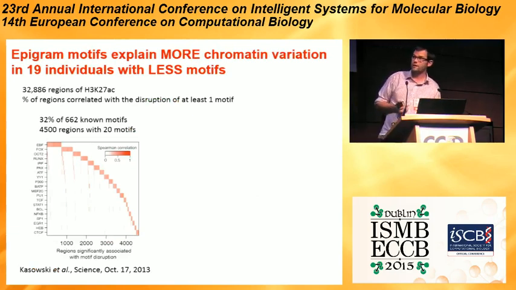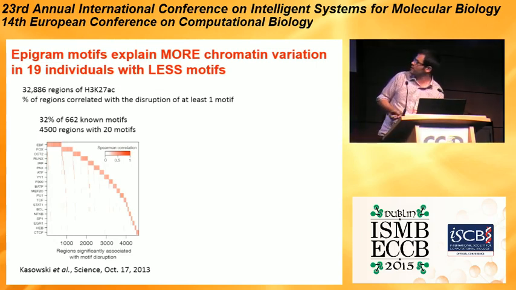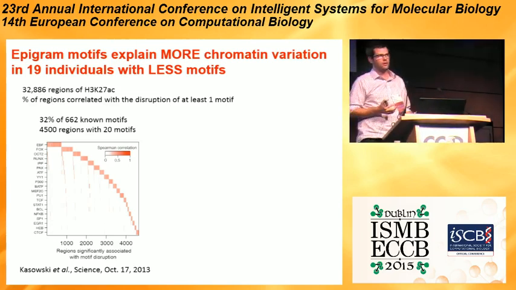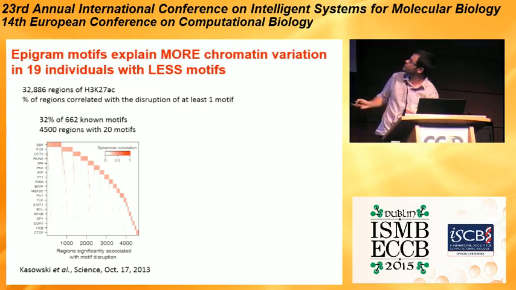Fortunately for us, Mike Snyder's group released a data set of 19 individuals, the same epigenome. I think it's a lymphoblastoid cell line. And they correlated changes in the motifs with H3K4 trimethylation and H3K27 acetylation levels. They had these 32,000 regions of H3K27 acetylation, and they found, using 662 known motifs, that 32% of the regions had some significant correlation with them. And they had this figure where they had 4,500 regions correlating with 20 motifs.